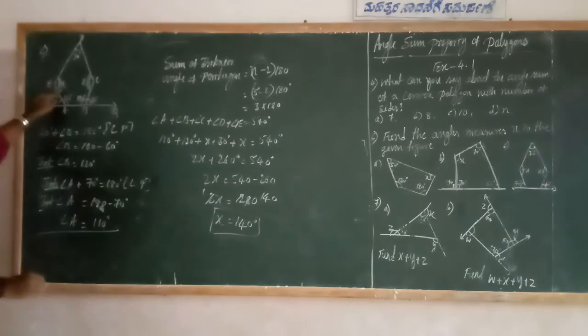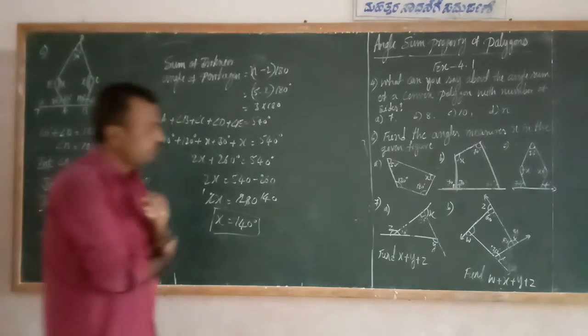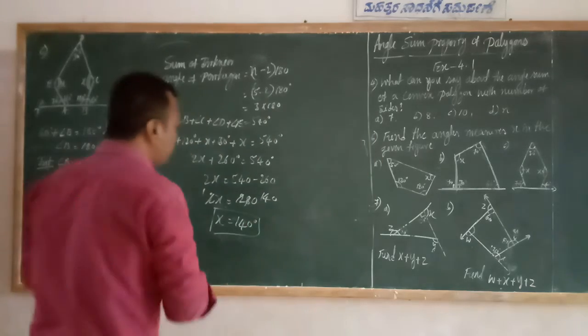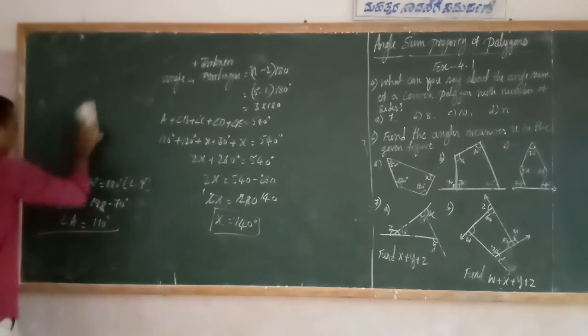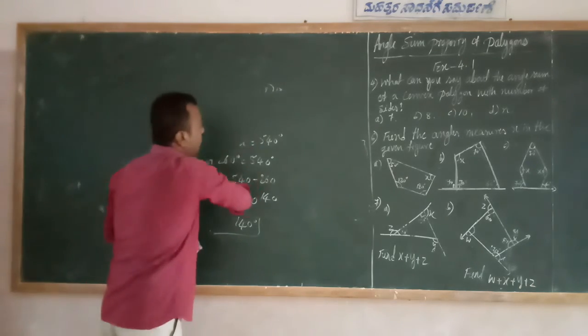The interior angle of E is also 140 degrees. Angle C is also 140 degrees. Okay. So next students, like that only the 7th question is there. In the 7th question, we have to find x, y, z and then calculate the sum of x plus y plus z.